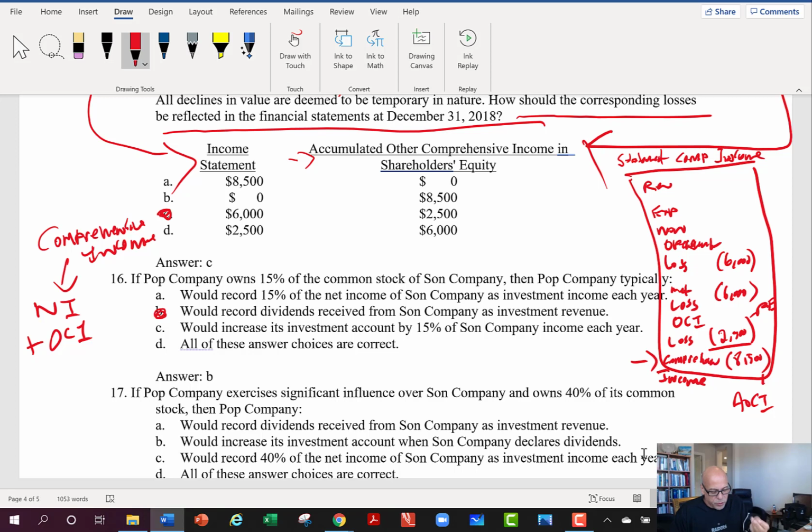Again, you could have unrealized holding gains and losses for a stock. Those unrealized holding gains and losses go straight to the income statement.